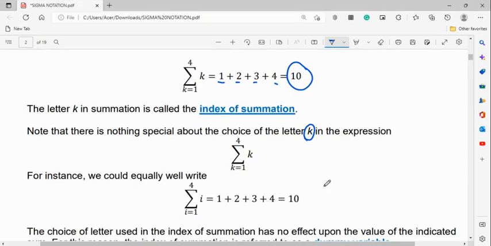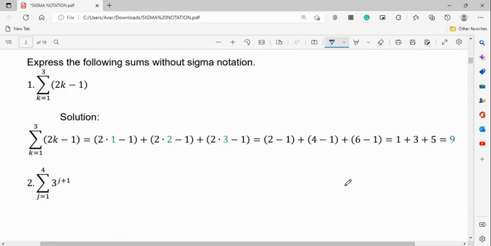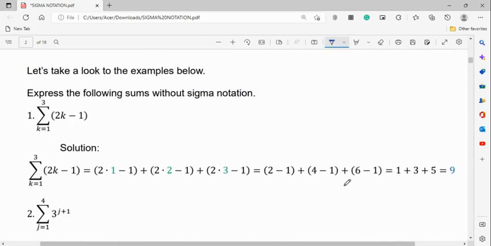For instance, you would like to use letter I, then palitan mo ito ng I to indicate the subscripts of the sequence. So 1, 2, 3, 4. Or you can make use of letter, let's say J, where J starts from 1 to 4. Then there's no bearing at all. Okay? So let's try to evaluate the given.